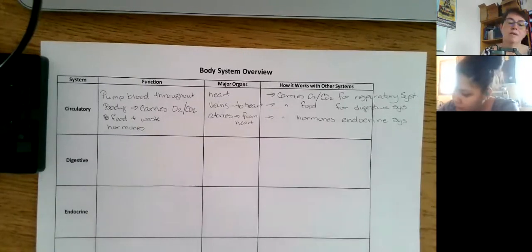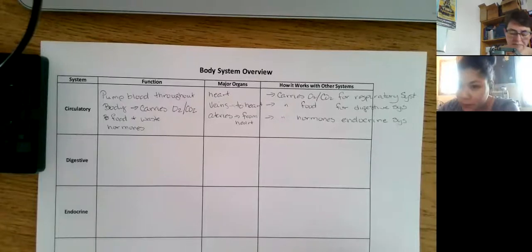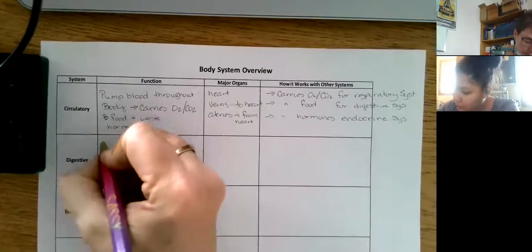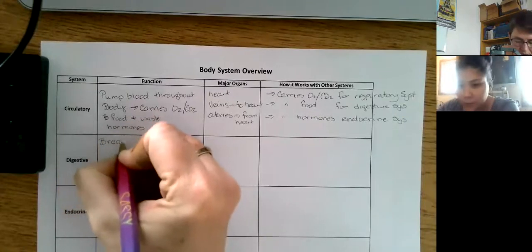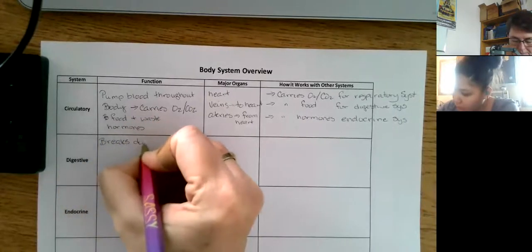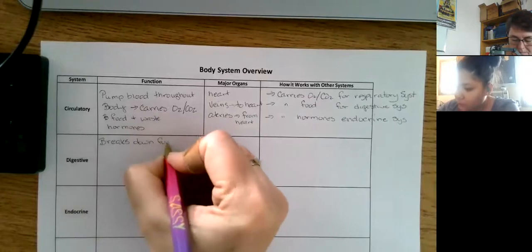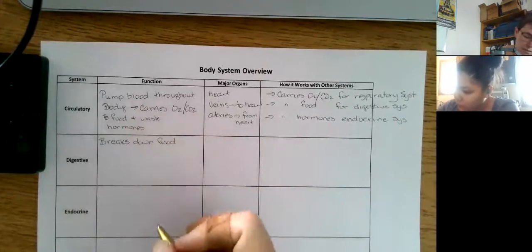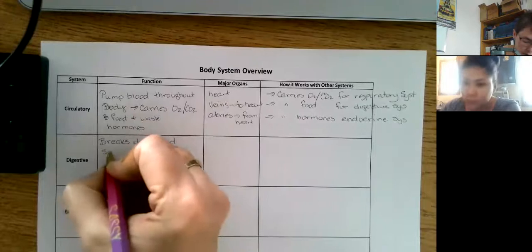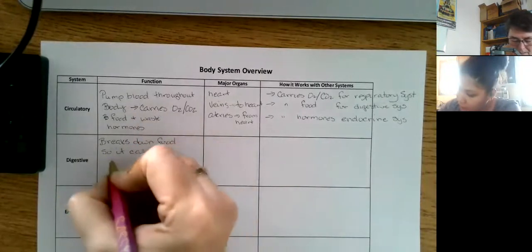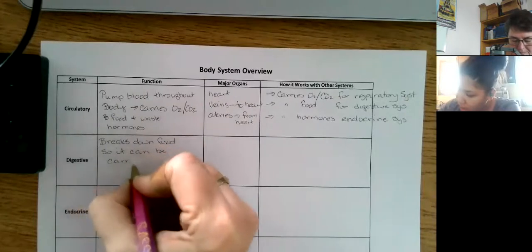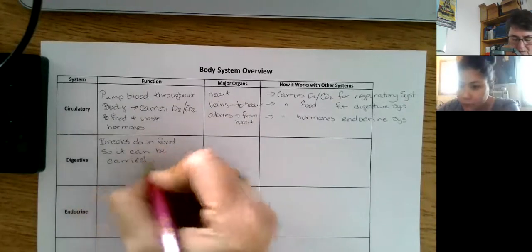All right, next one, digestive system. So it breaks apart food into small enough particles so it can be carried by the blood system, carried to cells.